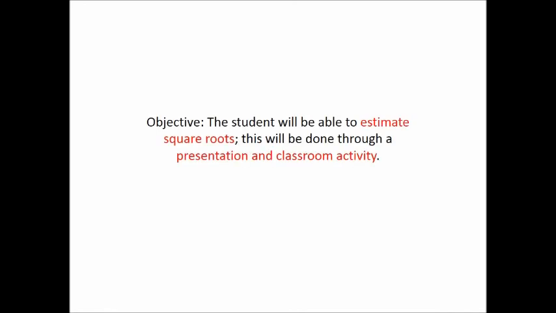So recap: basically you take perfect squares, put one on one side, one on the other, and find the in-between number. Give me an approximate answer of what it is. So the student will be able to estimate square roots. This will be done through a presentation and classroom activity.